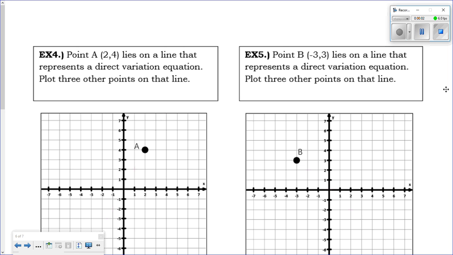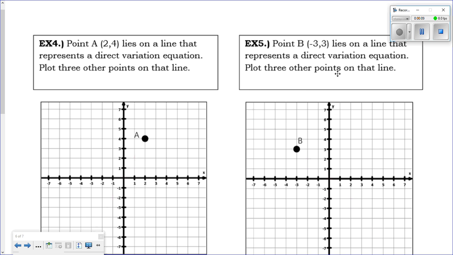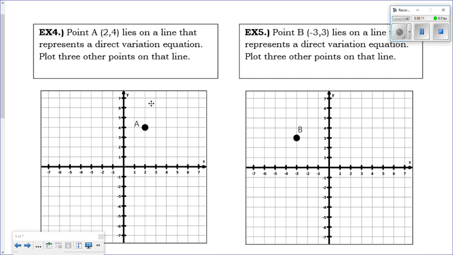Okay, on page 4 in your notes, we're going to do inverse variation, but before we do that, I just want a quick review of one more thing about direct variation. Examples 4 and 5 here are dealing with the direct variation graph, and as you remember from last class, the graph of a direct variation needs to be a straight line, and it needs to go through the point 0, 0.